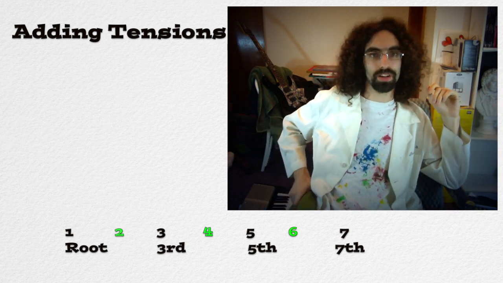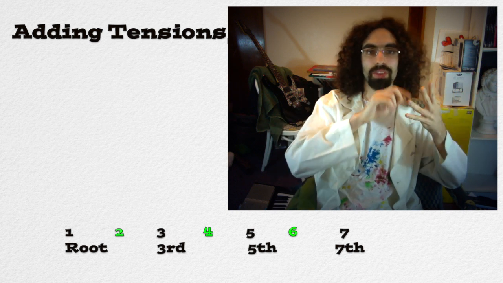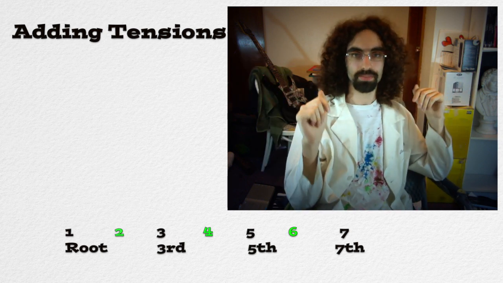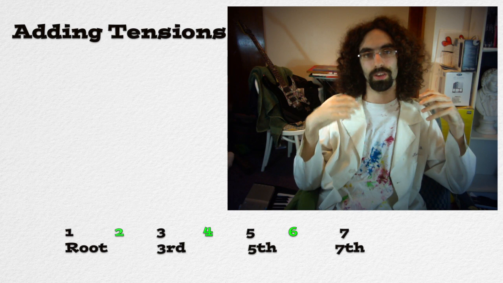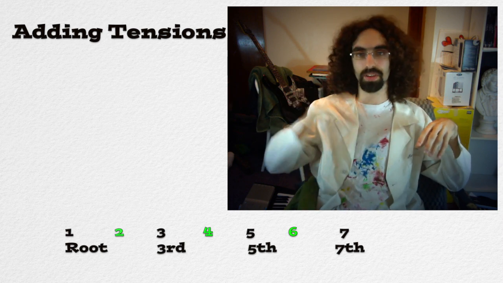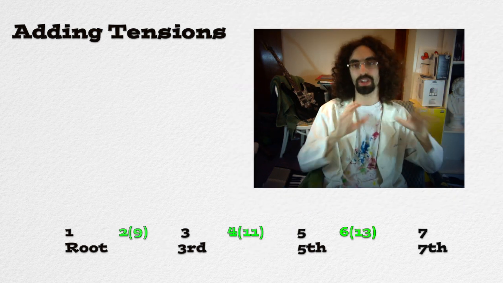I learned to call them tensions myself, so I am going to call them tensions, but it doesn't make any difference. So there are 3 missing notes in your scale. If you take out 1, 3, 5, and 7, there's 3 left over, right? Because there's 7 notes in a scale. And those notes are the 2, the 4, and the 6. And when we add them on top of a 7th chord, we call them 9, 11, and 13. And I'll show you why.